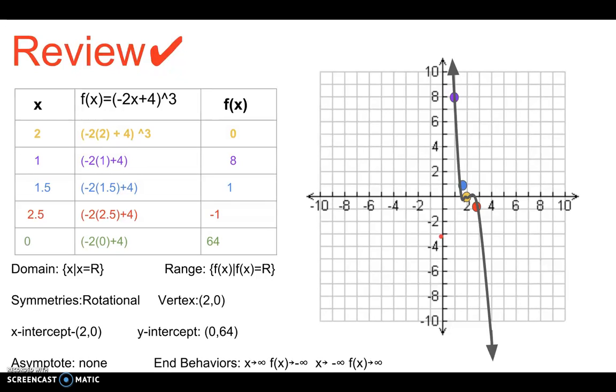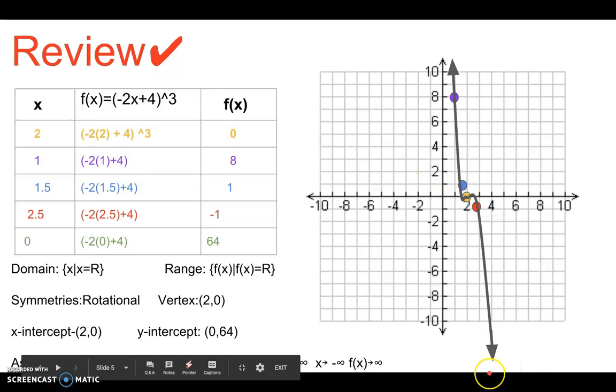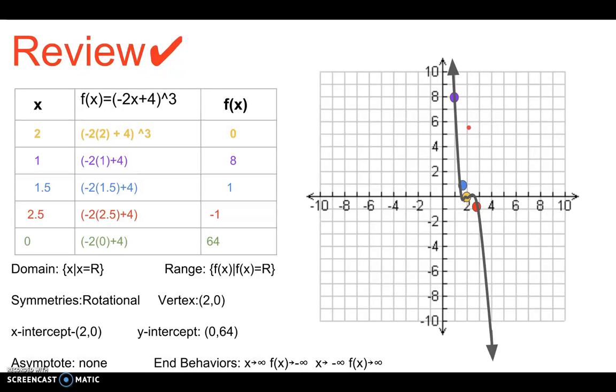And then our x-intercept is where it hits the x-axis, which is 2, 0 for our x-intercept and 0, 64 up here somewhere. And then there are no asymptotes because it isn't approaching a line. It goes on forever and will hit every point. Our end behaviors, again, x approaches positive infinity, f of x approaches negative infinity because it's going down and to the right, and then x approaches negative infinity because it's going to the left, and f of x approaches positive infinity because it's going up.